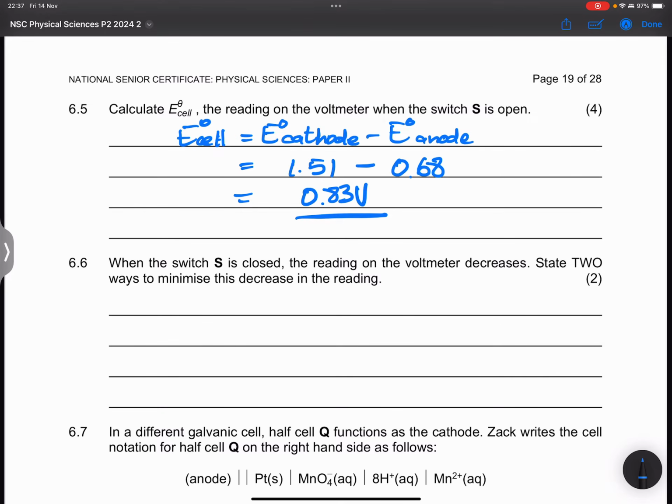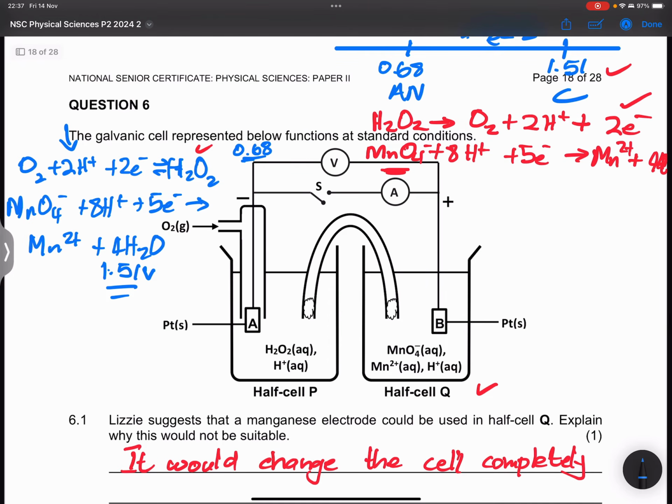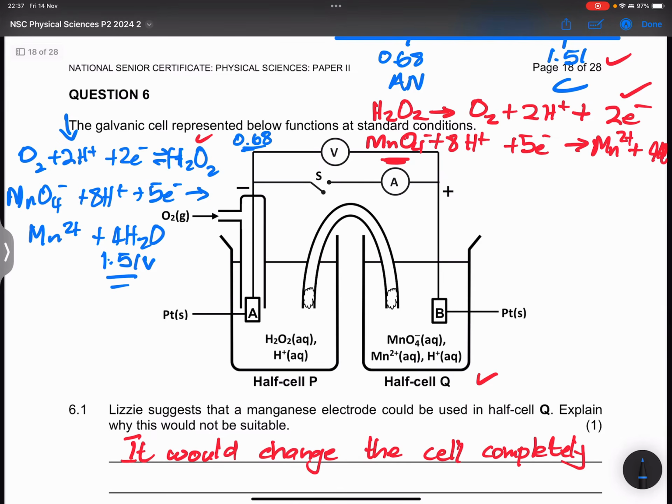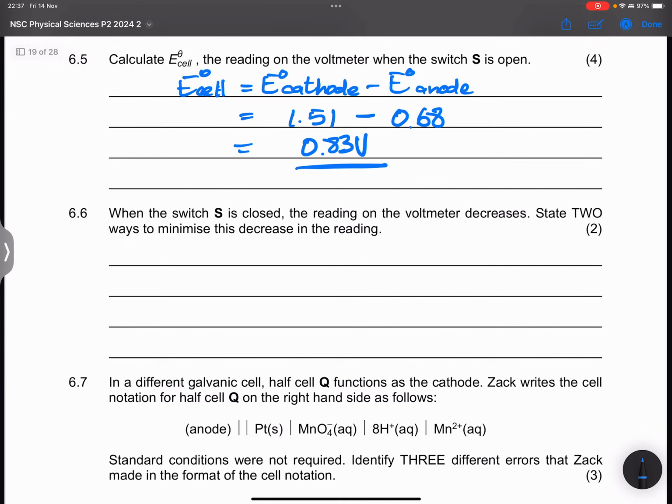Okay. Right, now they say when switch S is closed, the reading on the voltmeter decreases. State two ways to minimize this decrease in the reading. So in that case, please remember, what happens in this cell is that, because it's a closed system, there's a lot of internal resistance that takes place. So what you want to do is try and minimize that internal resistance in the cell. So you can use a wider salt bridge.